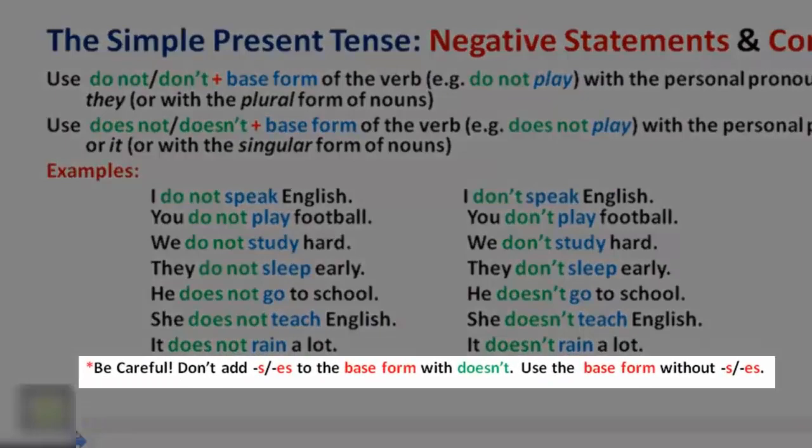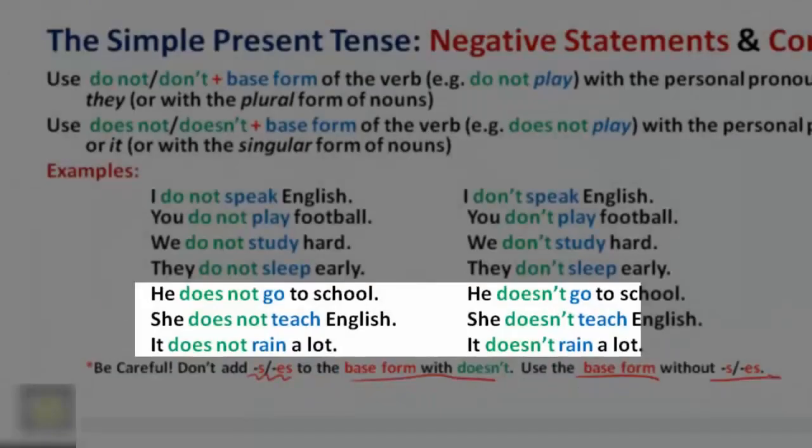Be careful. Don't add S or ES to the base form with doesn't. Use the base form without S. Notice here that after the auxiliary doesn't, we use the base form without S.